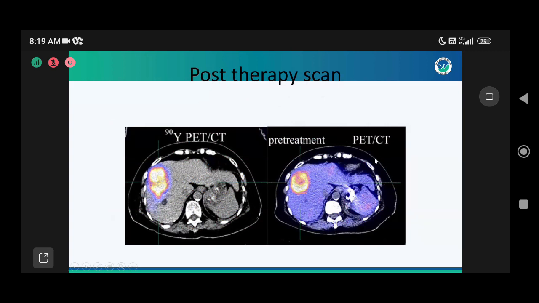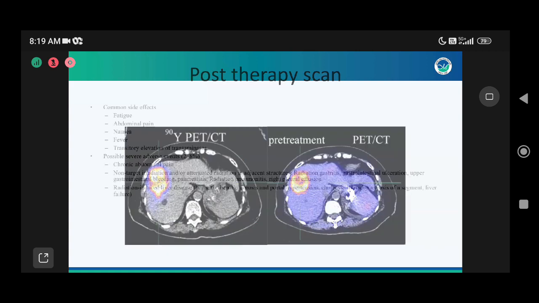Post procedure, we will be doing yttrium-90 PET CT, and we usually compare it with the pre-treatment PET CT, to see how much tumor volume has taken up the radionuclide, whether there is any deficit in the tumor volume, or whether excess volume of normal hepatic tissue has absorbed this radionuclide. Because when there is excess absorption, we expect more side effects.